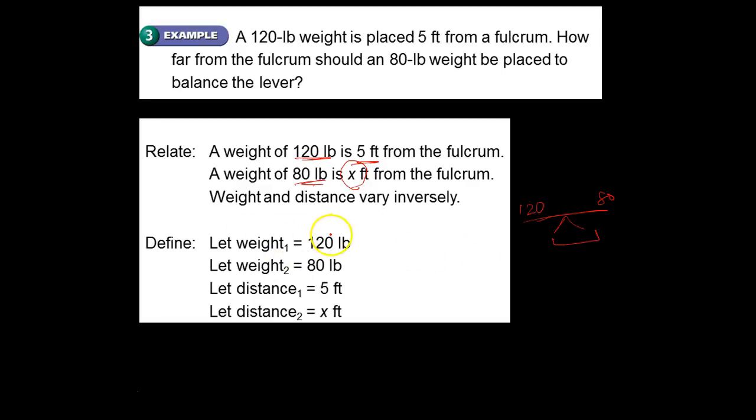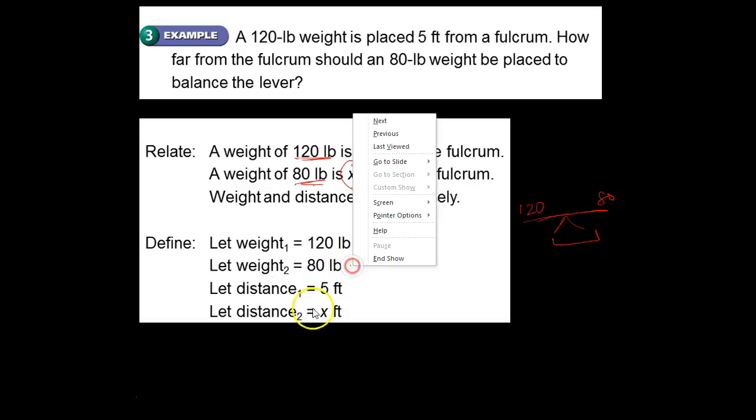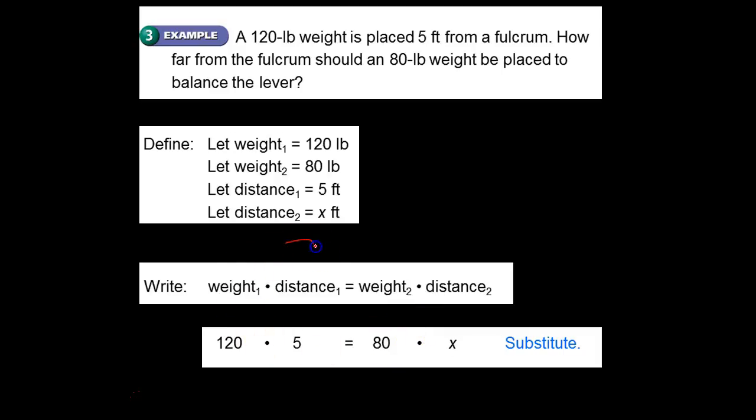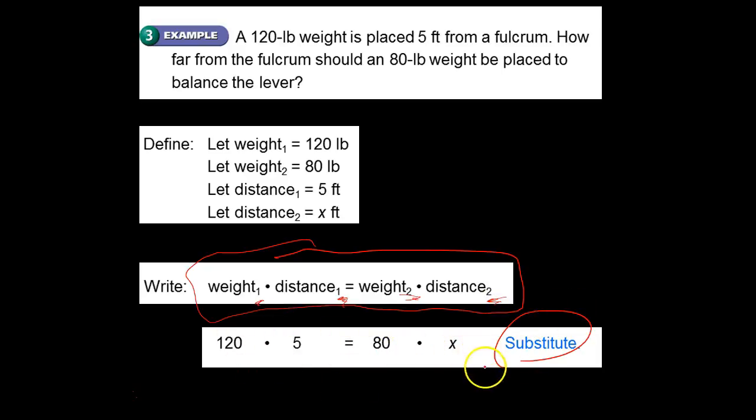So weight 1 was 120, weight 2 was 80. Our distance for weight 1 was 5 feet. The distance for weight 2 is what we are trying to find, so we're going to leave that as our unknown. We're going to use weight times distance equals weight times distance, so keeping things equal. Substitute what you know: 120 times 5 equals 80 times x.